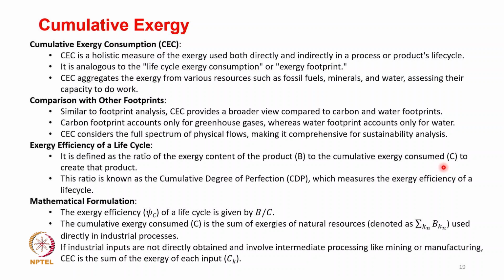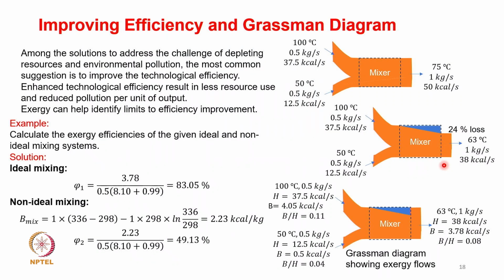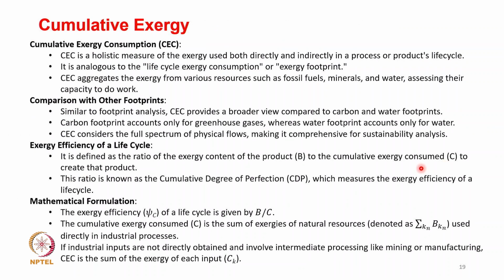So, exergy efficiency of a life cycle. This is typically defined as the ratio of exergy content to the cumulative exergy consumed to create that product. The ratio is known as cumulative degree of perfection, which is also called CDP. Some more details are coming in later slides, which measure the exergy efficiency of a life cycle. So cumulative degree of perfection is that particular metric that helps you to measure the exergy efficiency of the entire life cycle. So how do we formulate this mathematically?